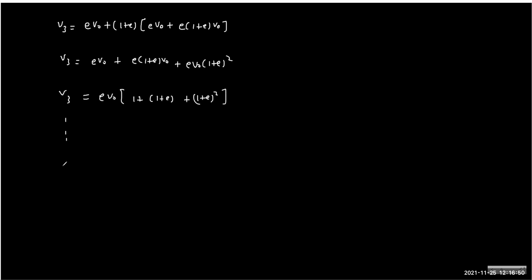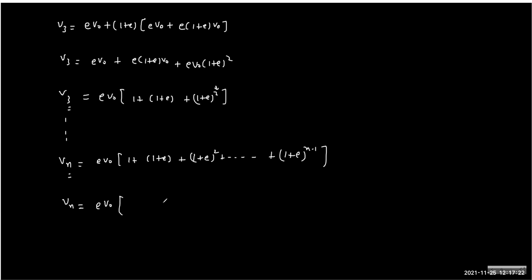So if you follow the same rule, you can eventually get Vn equals to eV naught (1 plus e) to the power n minus 1. So why n minus 1? Because you can see this is 3, this is 2. If this is n, this must be n minus 1. So it will stop there. So the nth ball will have velocity, and this is a geometric progression, and I hope you know the formula. I think this is the formula, right? You can correct me if I'm wrong.